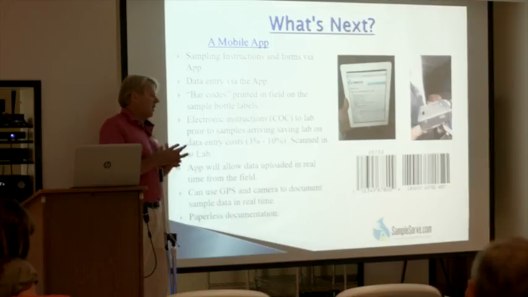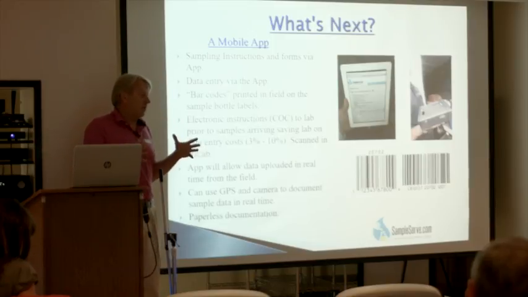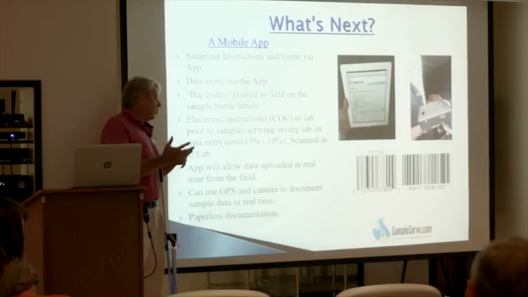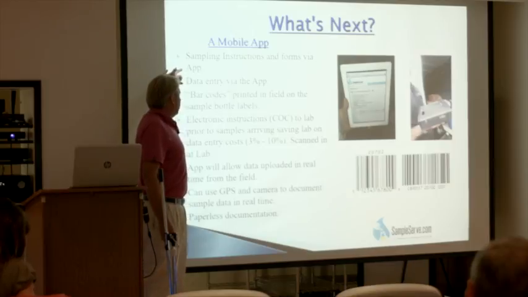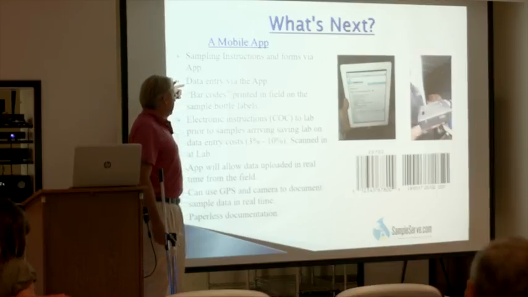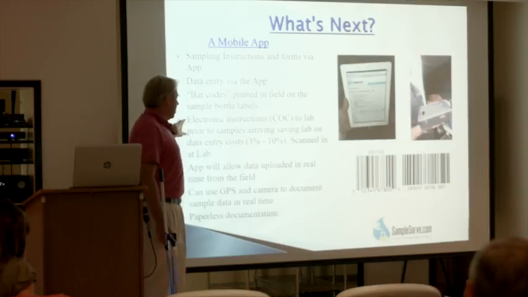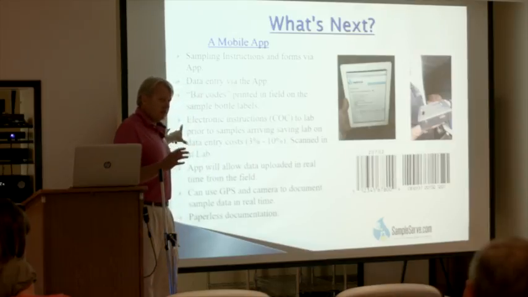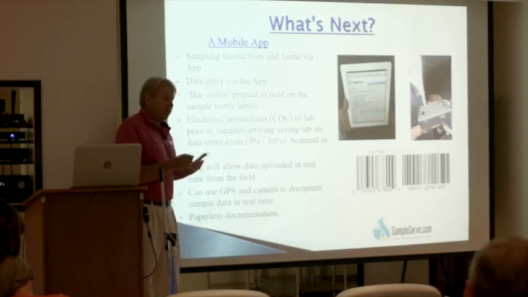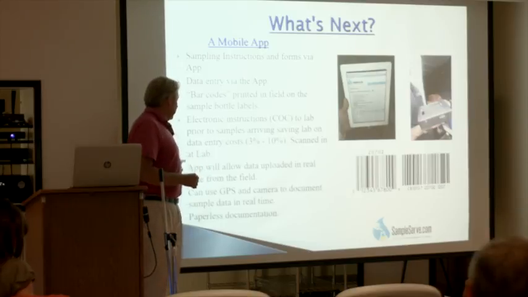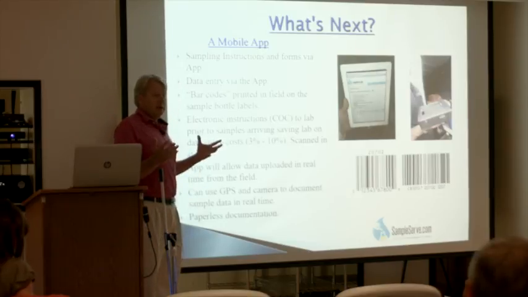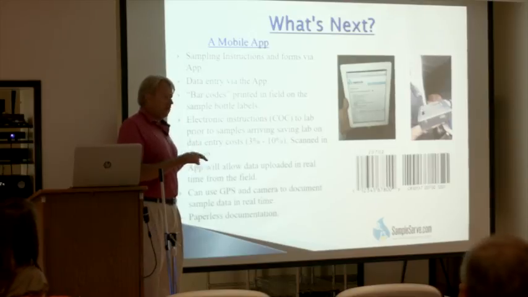So what's next? A mobile app. Right now our software is web-based. When we develop those instructions, that work scope, we're going to be able to send the work scope right to the field tech, and they can enter the data right there. We want to be able to pre-print our labels in the field using barcodes, so that when those samples go to the lab, along with an electronic chain of custody and laboratory instructions, they can just scan those bottles in like you're checking out at a grocery store. That allows the lab to upload the data automatically. They don't have to type it in manually.